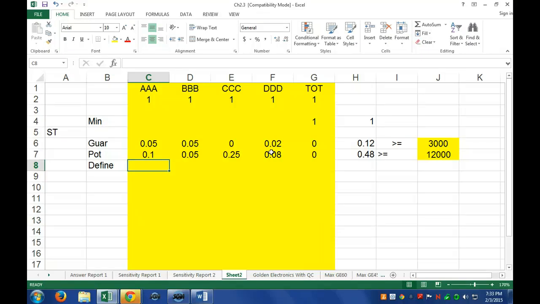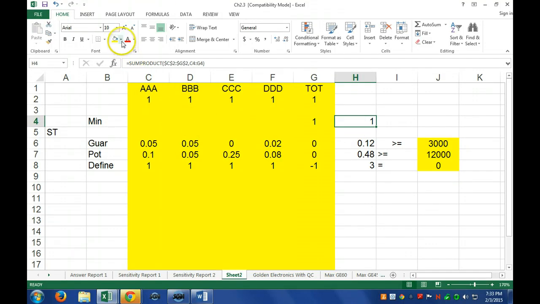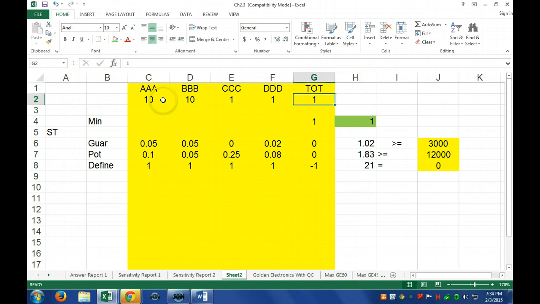So I see 1, 1, 1, 1. What's the coefficient in front of total there? Not 1, but negative 1, right? Negative 1, and that equals 0. All right, let's just see if it works to this point. If I move these values, make sure everything looks set up. Great. Looks like things are working as they should.